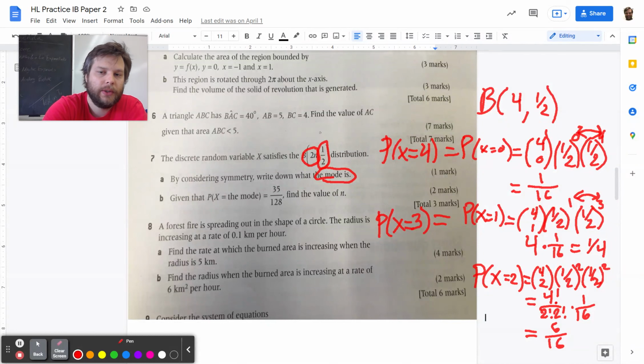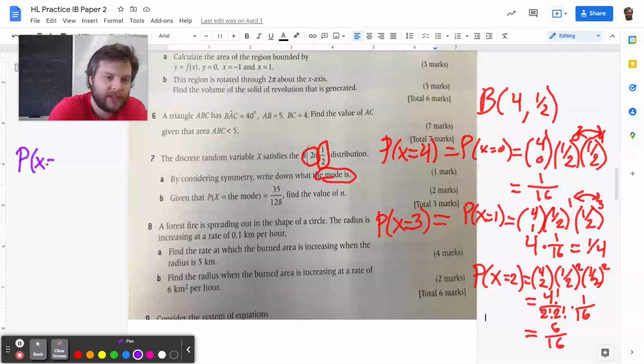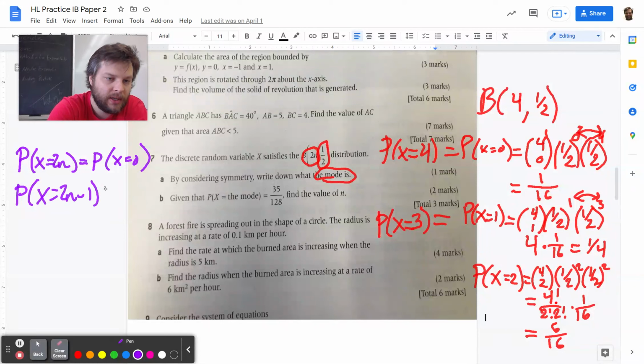And so I know basically, instead of writing p of 4 is equal to p of 0, I'm just going to change, and I know that the probability that x is equal to 2n has to be equal to the probability that x is equal to 0, the probability that x equals 2n minus 1 has to be equal to the probability that x equals 1, etc., etc. And then in the middle, I just get the probability that x equals n.